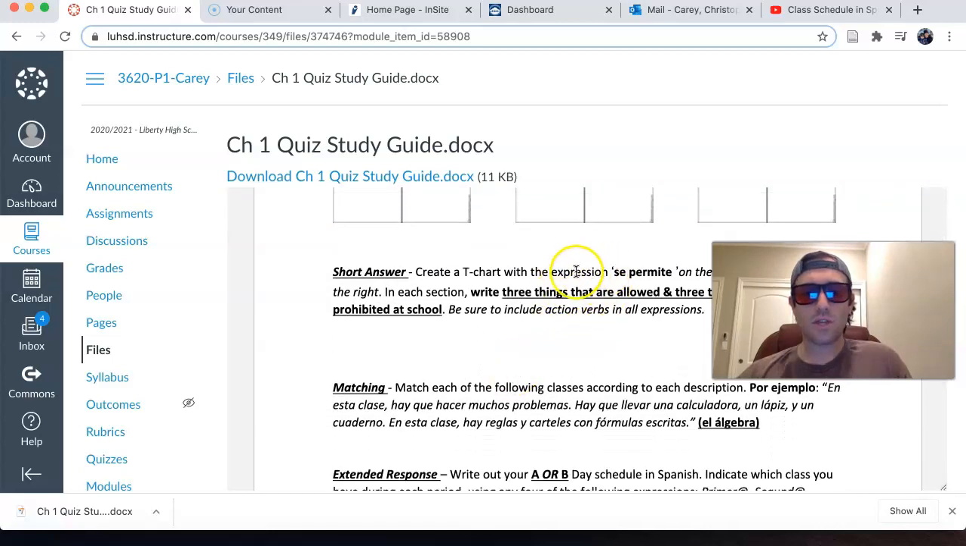Next class, we're going to go over the expressions se permite and se prohíbe to talk about what's allowed and not allowed in your classes. That's pretty intuitive what you do for that.